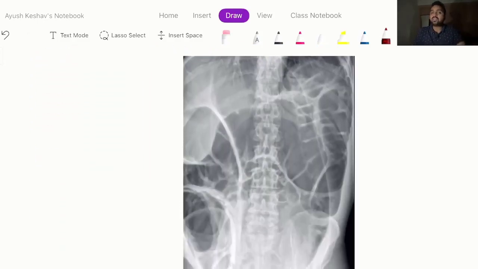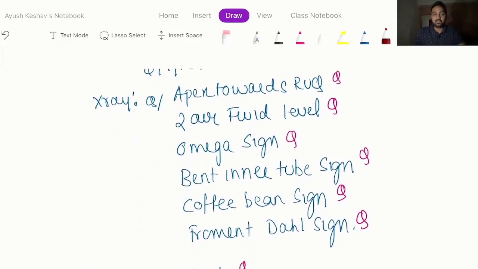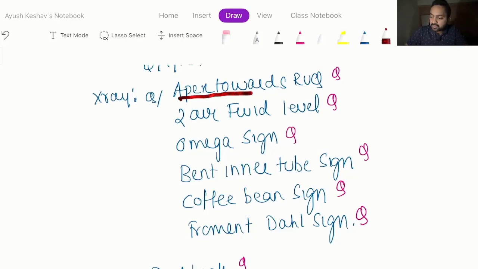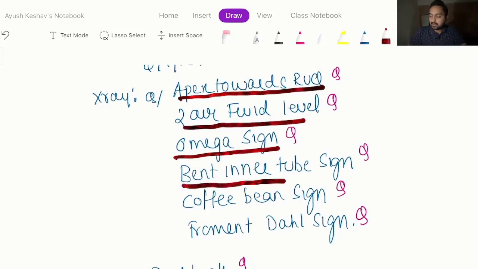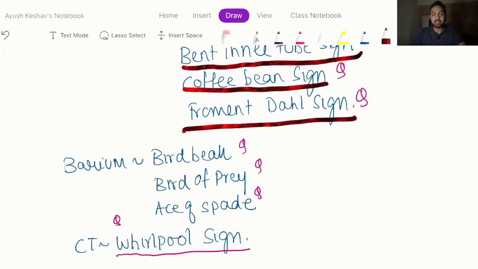Now the various other options that were given in your exam included volvulus. A typical volvulus would look like this, and volvulus is much more common in the elderly age group. The signs include, on X-ray, an apex towards the right upper quadrant, two air fluid levels, omega sign, a bent inner tube sign, coffee bean sign, and formaldehyde sign. On barium you would see a bird beak sign, a bird of prey sign, and an ace of spade. And on CT scan you will see a whirlpool sign.